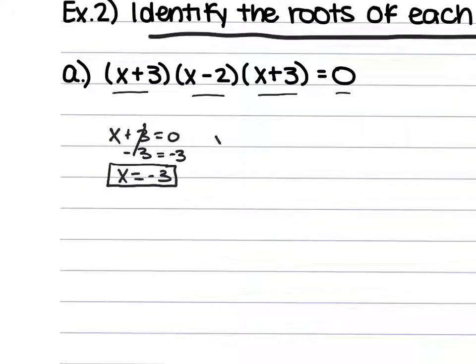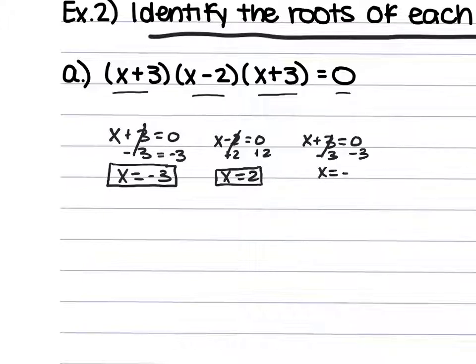The second one, x minus 2 equals 0, and you add 2 to both sides. And then x equals 2. Okay, so x equals 2 as a root. And then the last one, x plus 3 equals 0. Notice this is the same as the first one. Subtract 3 from both sides, and we get x is equal to -3. So we basically have 2 answers here. We have x is equal to -3, and x is equal to 2.